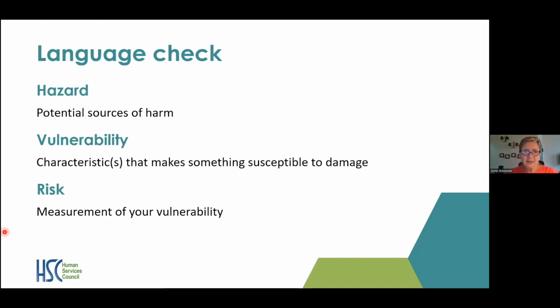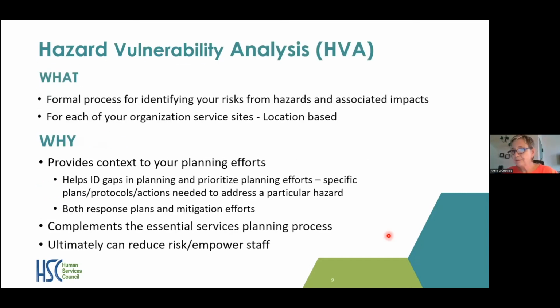So in emergency management, we have a best practice for identifying hazards and their risks called a hazard vulnerability analysis, used by government institutions, health institutions, but it's really helpful in all kinds of organizations, and I really think it can be a useful tool for human services organizations as well. So what is it? Formal process of identifying your risks from hazards and associated impacts.